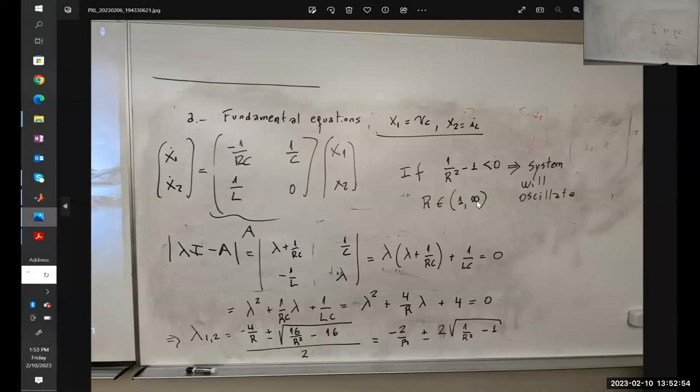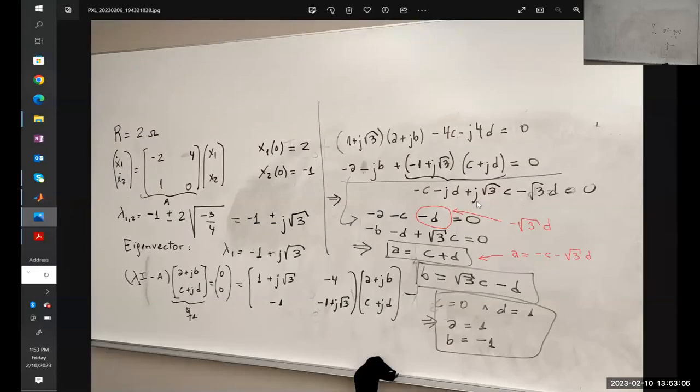And then the second part of the problem is to get the solution when the resistor is 2 times the minimum value, which is 1 ohm. So we got that, and that's the result we got from last class. We basically replace the value of R here, and we get the matrix, and we replace the value of R in our solution for the eigenvalues. This is what we got.